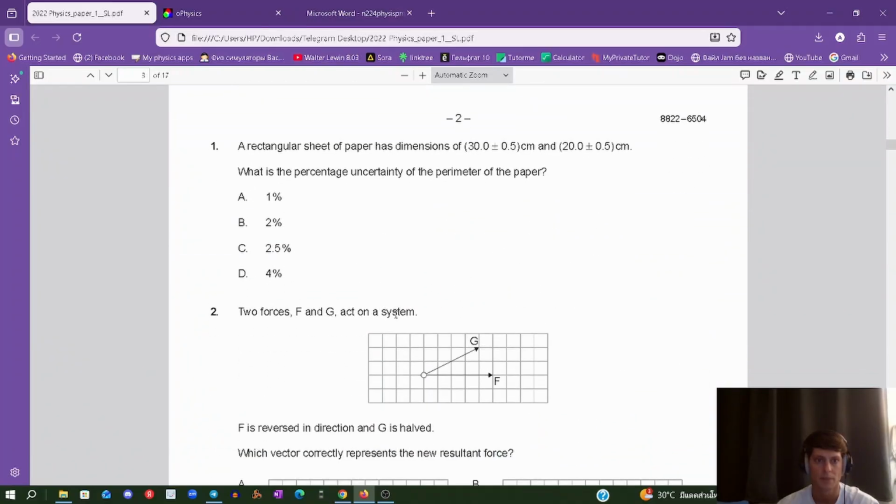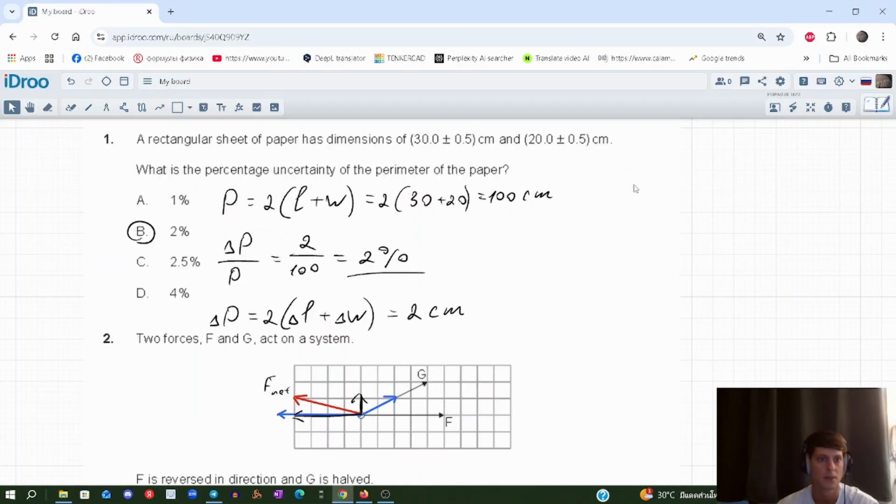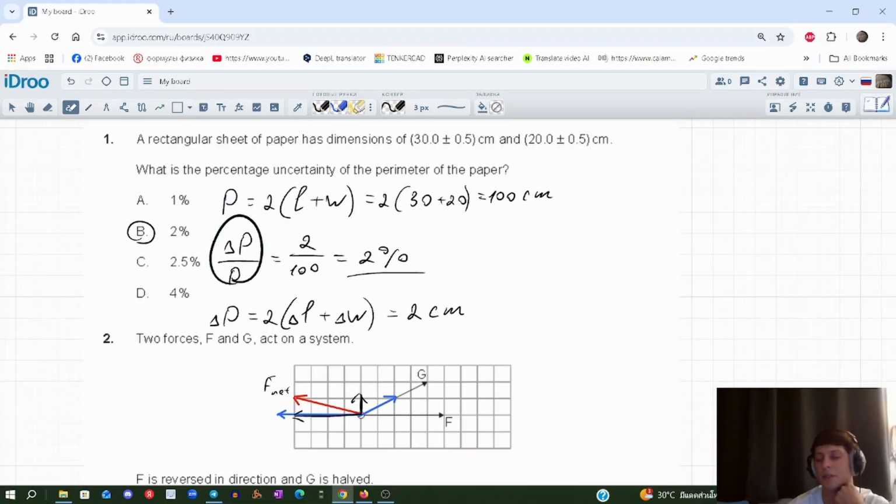Problem number 1. A rectangular sheet of paper has dimensions of 30 plus or minus 0.5 centimeters and 20 plus or minus 0.5 centimeters. What is the percentage uncertainty of the perimeter of the paper? Perimeter is 2 times length plus width, so it's 100 centimeters in our case. The percentage uncertainty is the ratio of absolute uncertainty to the value of the perimeter itself.